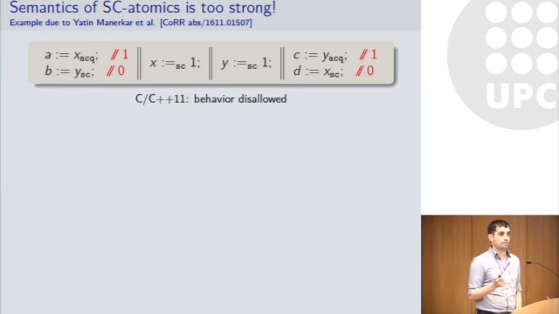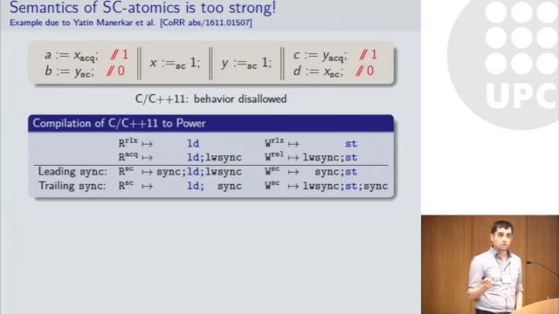Now let's see what happens if we try to compile this program. In particular, we are trying to compile it to the Power architecture, and we follow this compilation scheme. A relaxed read, we don't have it here, but just to build it gradually, a relaxed read is compiled just to a machine load.